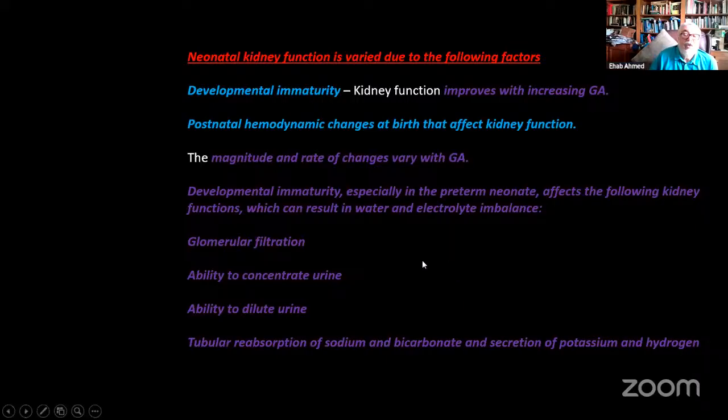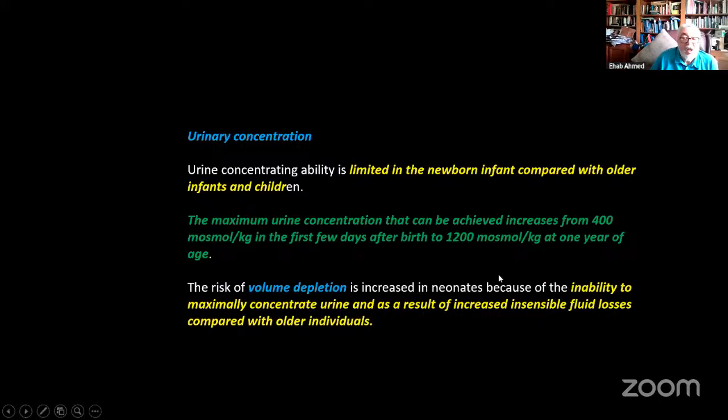So in the newborn, there is developmental immaturity of the kidney. There are also post-natal hemodynamic changes. And all these depend on the gestational age. And as I said, the ability to concentrate urine is diminished. The ability to dilute urine is diminished in the newborn generally. And tubular reabsorption of sodium and bicarb, and secretion of potassium and hydrogen are limited. Okay.